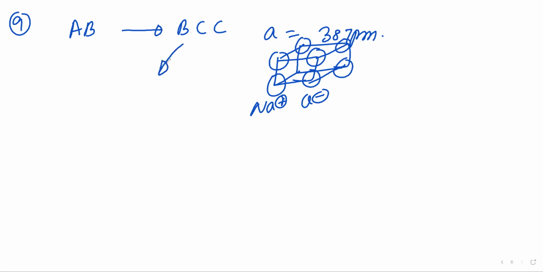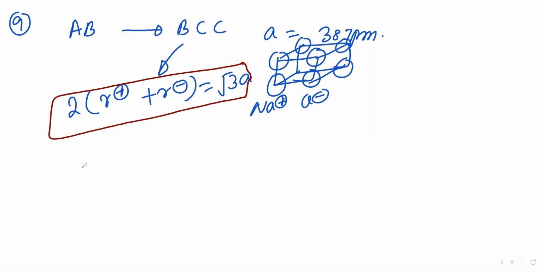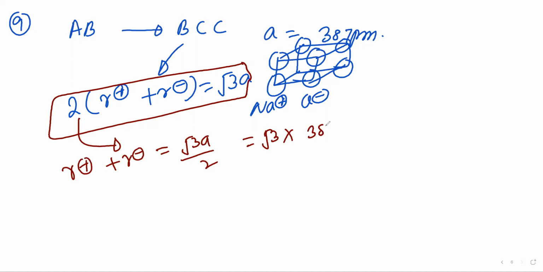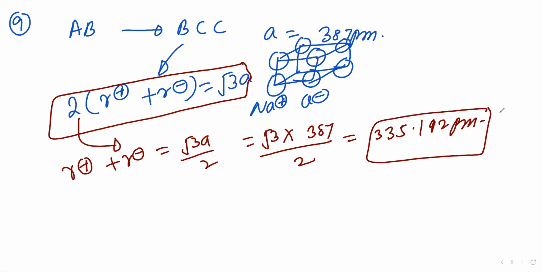The body is centered, so 2 into (R plus plus R minus) is equal to root 3 A. This is the formula you have to keep in mind. Take the 2 in the denominator, so R plus plus R minus is equal to root 3 A upon 2. So it will be root 3 times 387 divided by 2. Calculate this value, and it will be 335.142 picometer. This is the relation between cation and anion, R plus plus R minus.